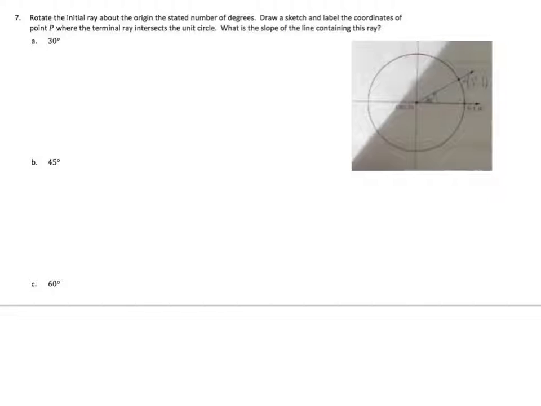Okay, let's look at when theta equals 30. Rotate the initial ray about the origin the stated number of degrees. Draw a sketch and label the coordinates of point P where the terminal ray intersects the unit circle. What is the slope of the line containing this ray? If you remember, slope is change in y over change in x. So y1 minus y2, and I copied this from the book because, again, my drawing of circles lacks quite often.